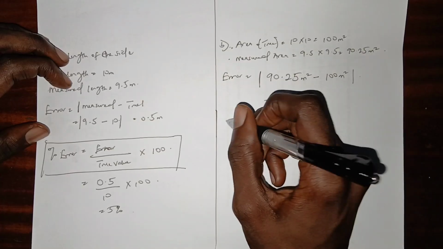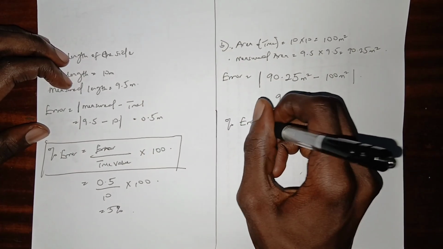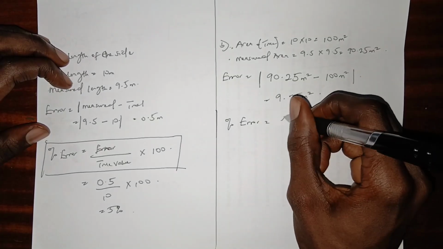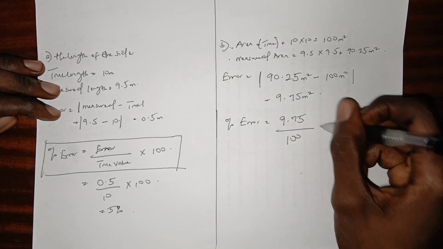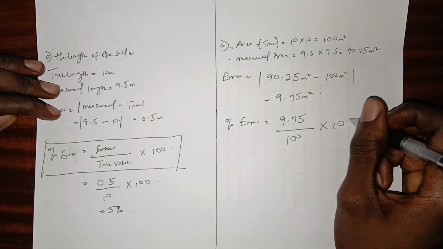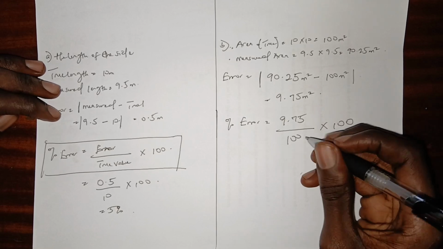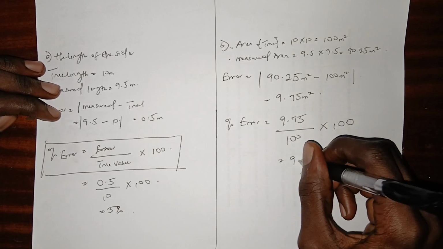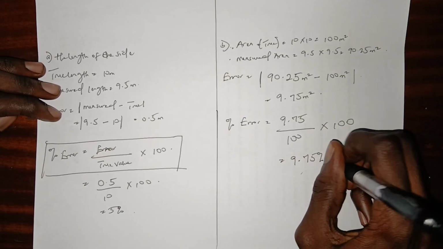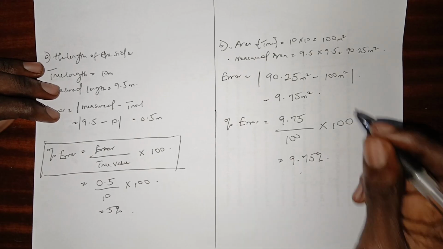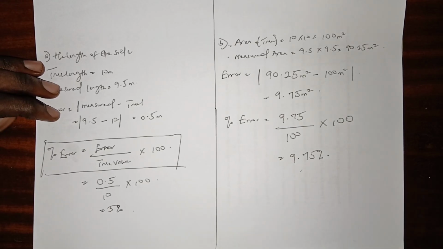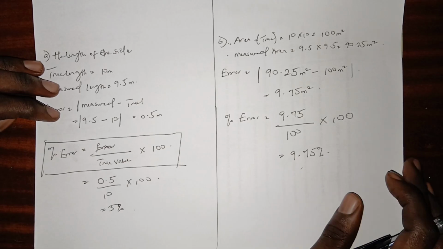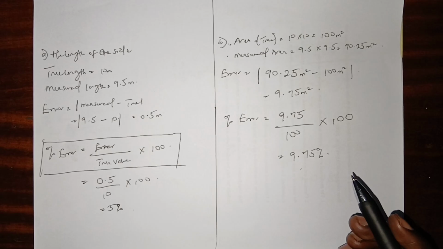So we go on to our percentage error, which is the error, 9.75, over the actual one, times 100. The answer is basically 9.75%. The only difference is that since this was multiplied, the percentage actually increased.